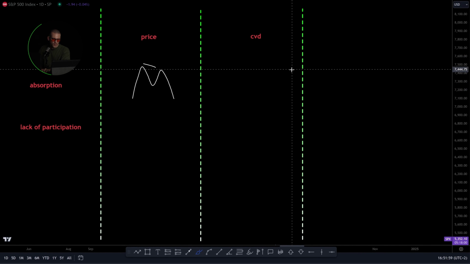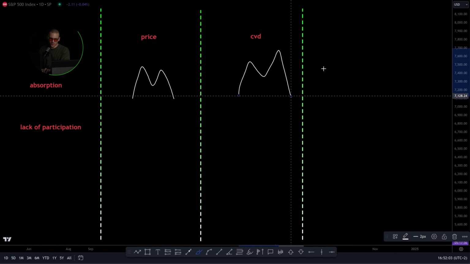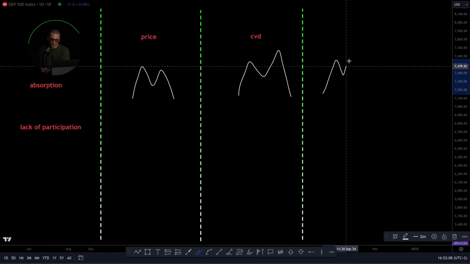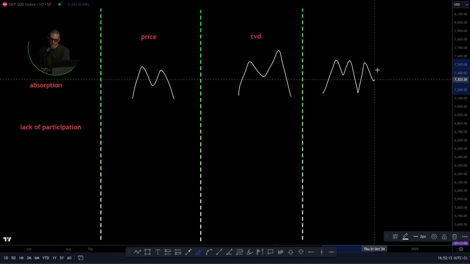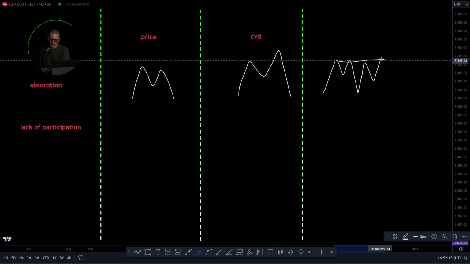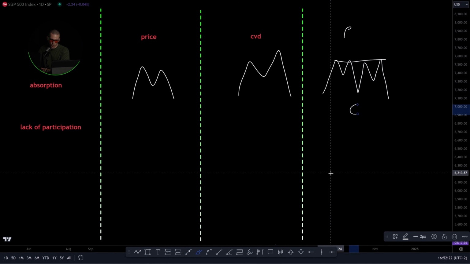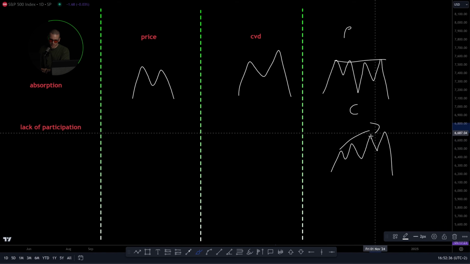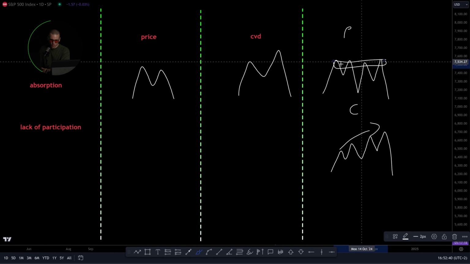A good example of this is icebergs. We talked about icebergs in the previous video, and usually an iceberg will have this sort of price action, where every time price gets to this level, all the buying pressure is being absorbed. So this is price. The CVD of an iceberg will look something like this, where buying pressure keeps getting higher and higher, but all that pressure is being absorbed on this level.